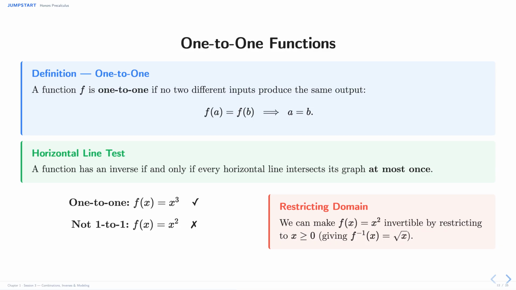To determine if a function has an inverse, we can use the horizontal line test. If every horizontal line intersects the graph at most once, the function is one-to-one. For example, the function f of x equals x cubed is one-to-one, while f of x equals x squared is not. However, we can restrict the domain of the latter to make it one-to-one.